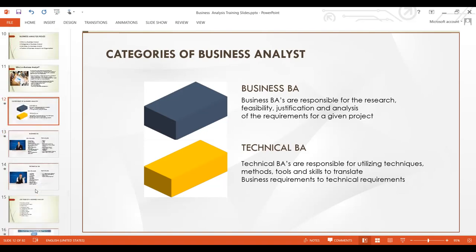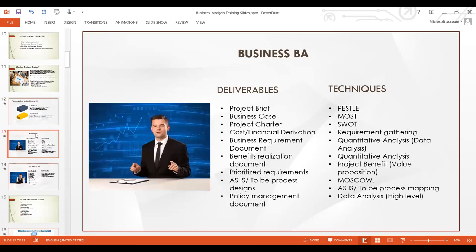Let's look at business analysts, business BA, their deliverables and their techniques. Business BA deliverables are project brief, business case, project charter, cost and financial derivation, business requirement document, benefits realization document, prioritized requirements, as-is and to-be process design, and the policy management document. So these are the documents or deliverables that you need to produce, or work with, as a business BA.